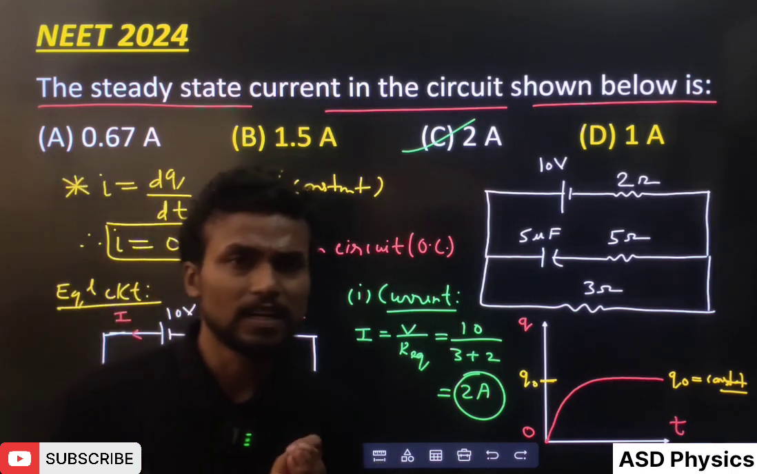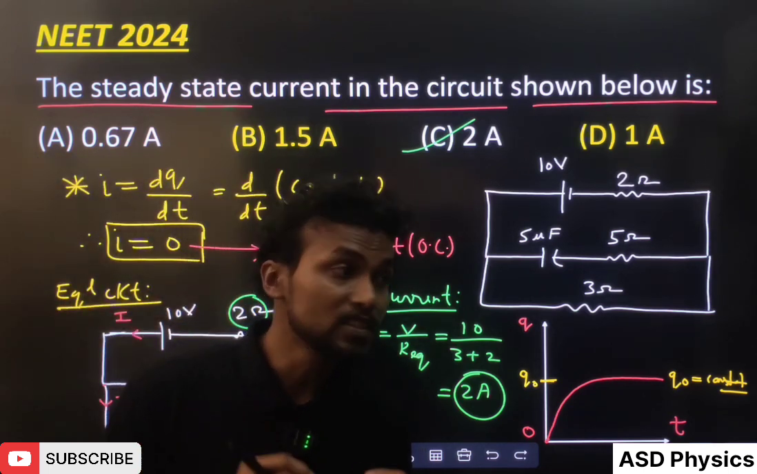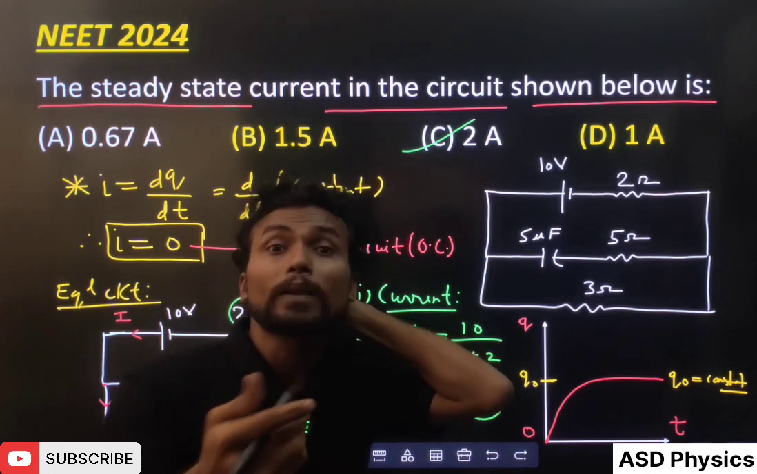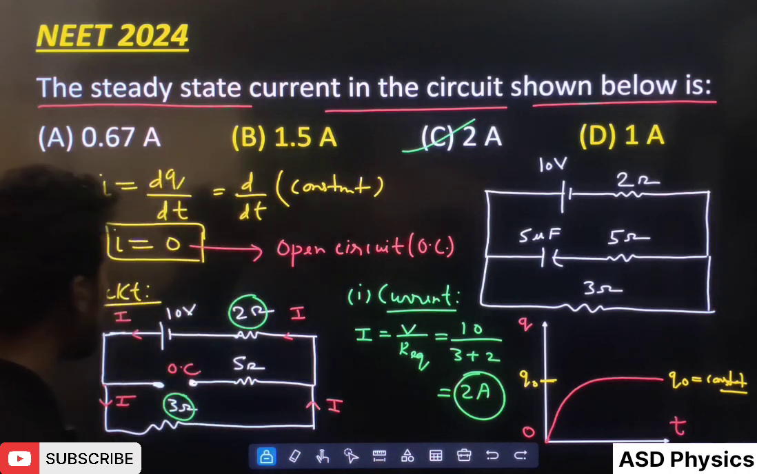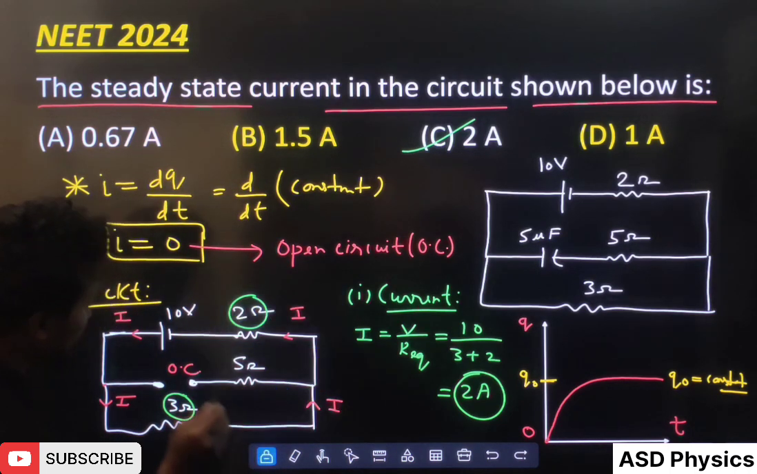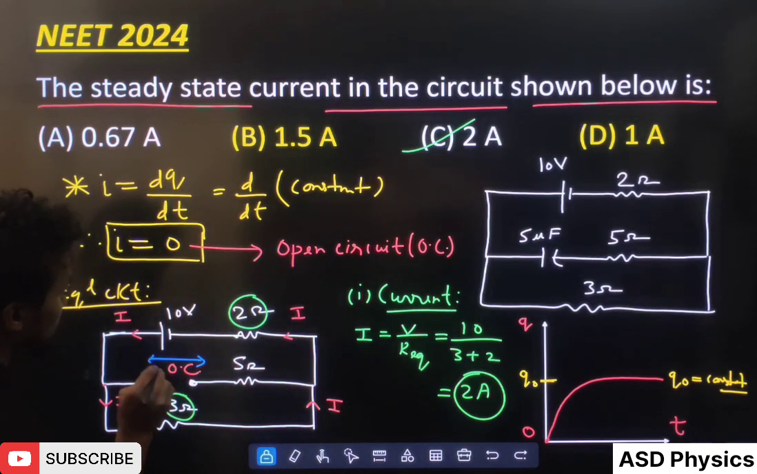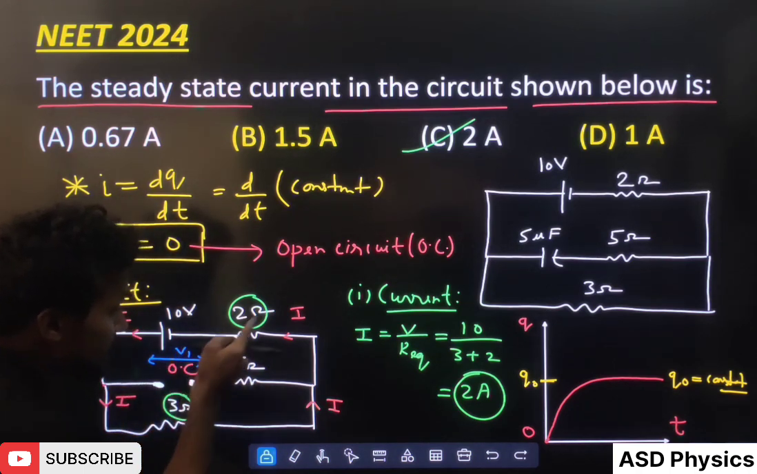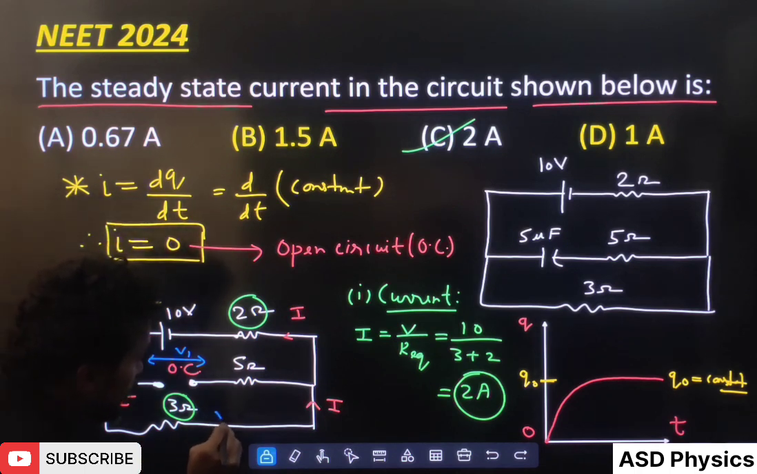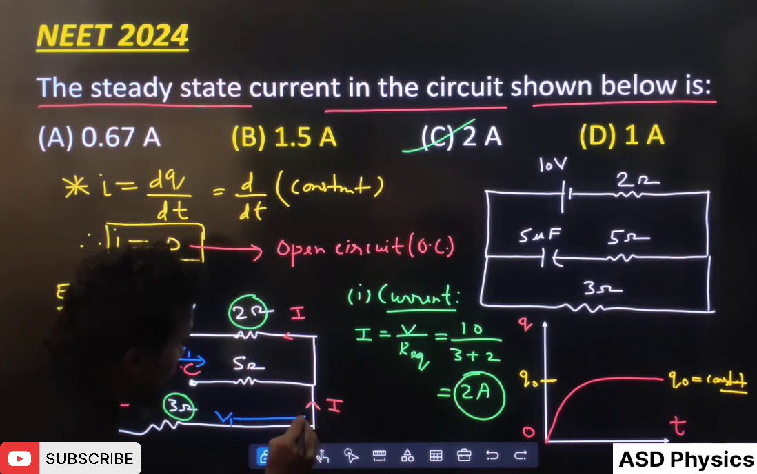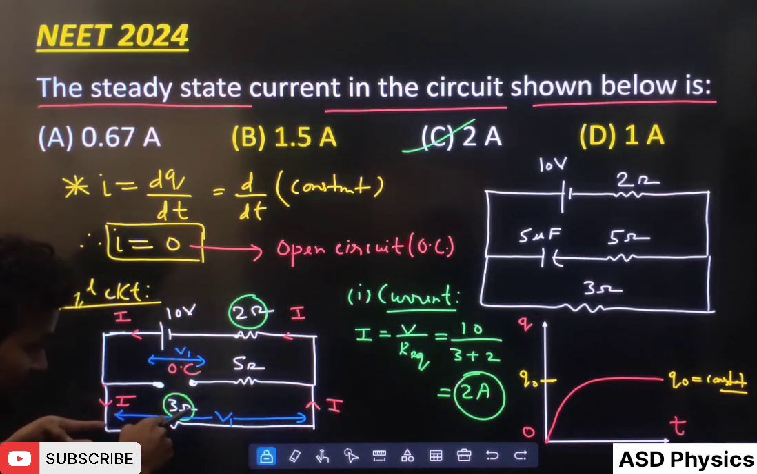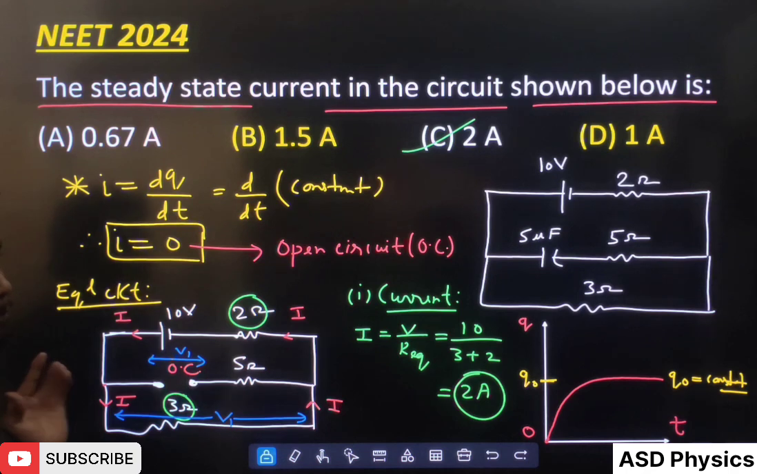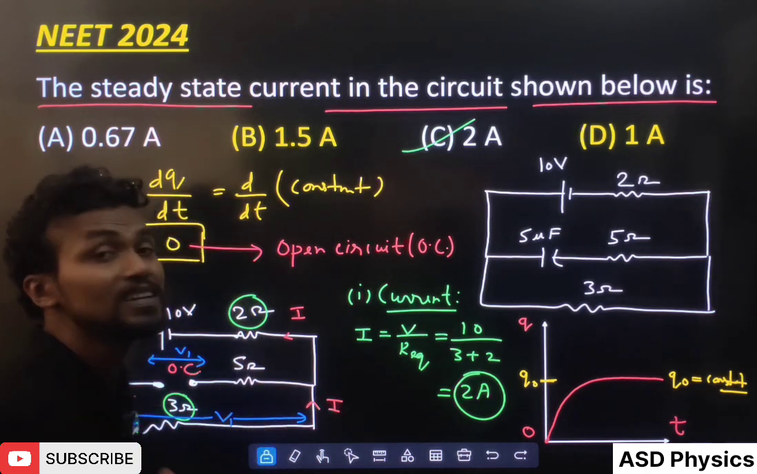But in the exam, maybe they ask current or they may ask how much charge or energy it will store. So if they ask charge or energy, then what to do? Remember, in this situation we have to calculate the voltage across this capacitor. Let's take V1. As there is no current in this 5 ohm resistor, whatever voltage drop is across this resistance, the same voltage is across the capacitor. Why? Because in this 5 ohm resistor, there is no current.